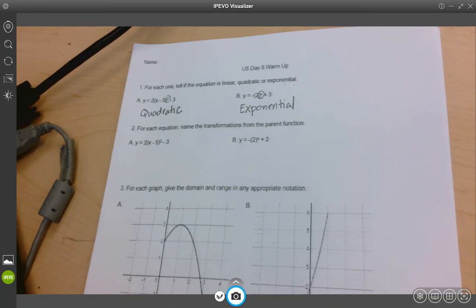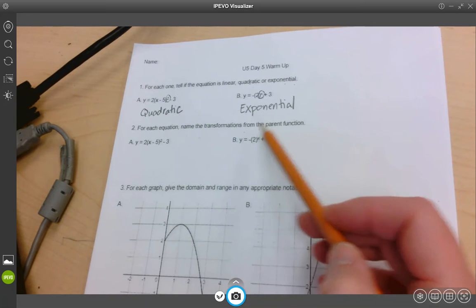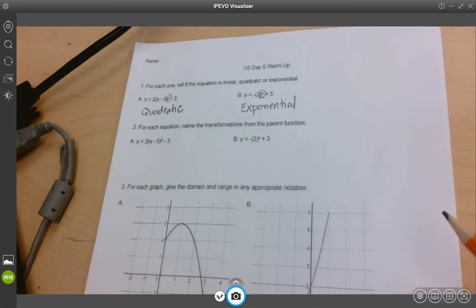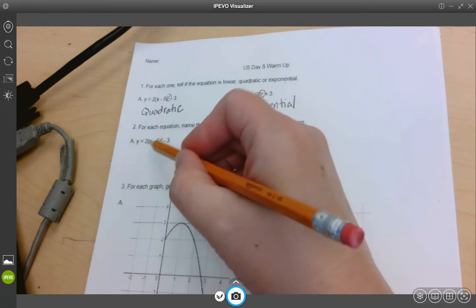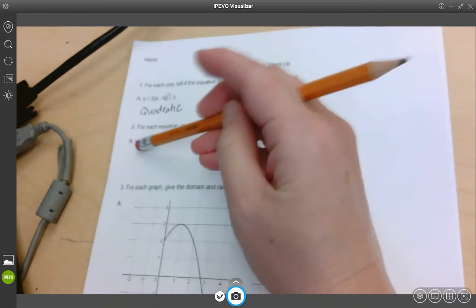Thanks. All right, for each equation, name the transformations from the parent function. So some of you graphed it on Desmos, and that's totally fine. We'll look at the graphs as well. But you can also do it without graphing on Desmos. Whenever it's in the parentheses, it's moving left or right. And did this first graph move left or right from the parent function?